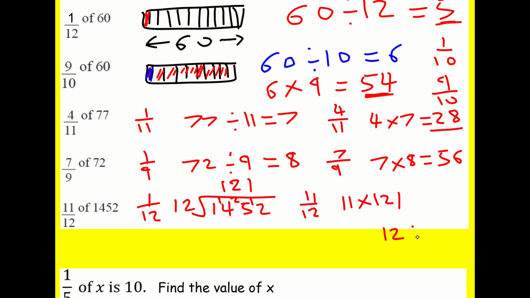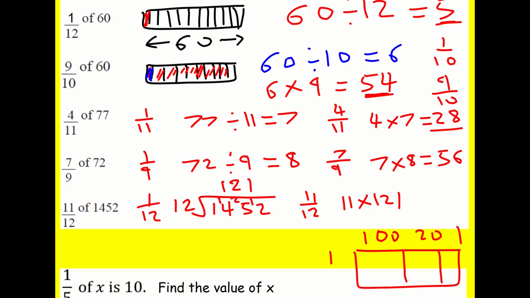I'm going to use the grid method, I think. So I can split 121 into 100, 20, and 1. There's lots of ways you can multiply it, and then I've split it into these different areas. And then I've got 11 along here, which I split into 10 and 1. So now I just multiply these out separately.